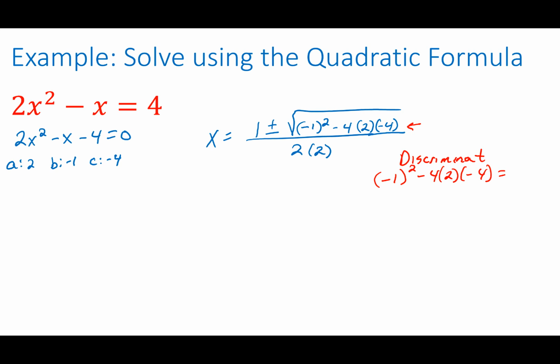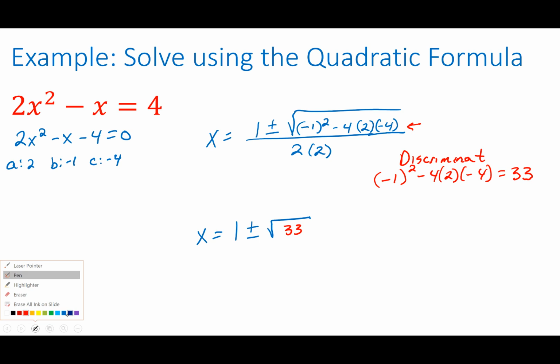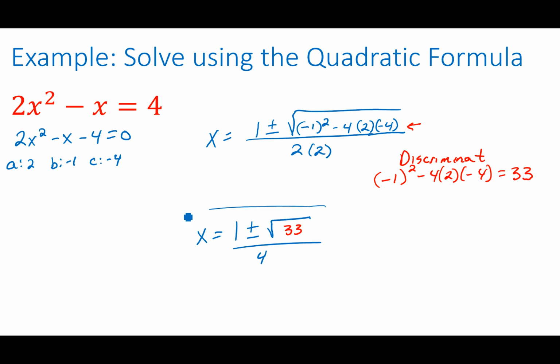We work all that out, we end up with 33. So now we have x equals 1 plus or minus the square root of 33, all divided by 4. So this would be my final answer. X equals 1 plus or minus root 33 divided by 4.